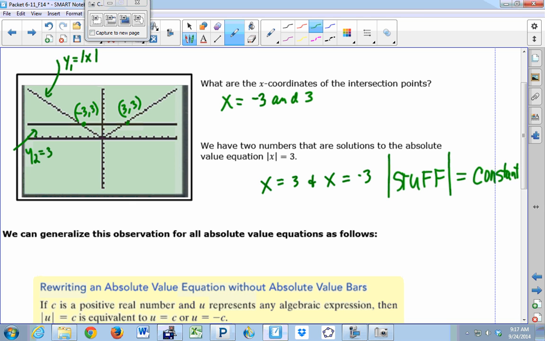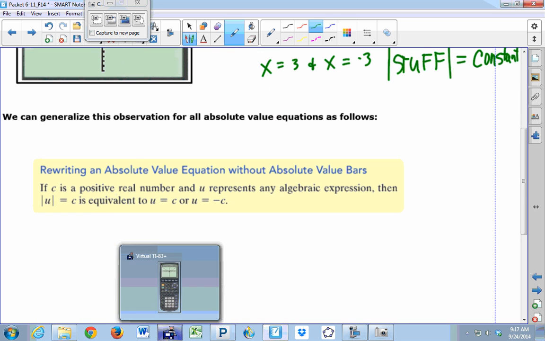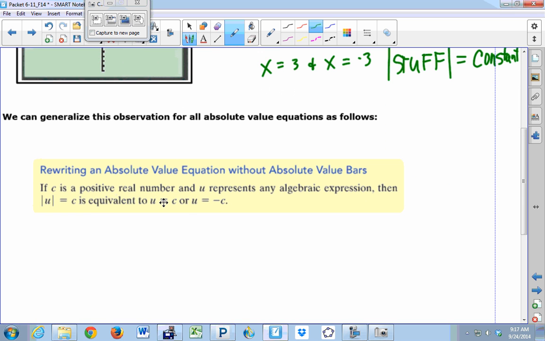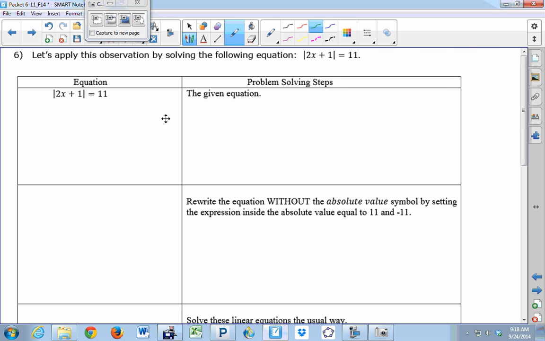So basically, they're not going to write that in a math book as "stuff." What they do is they represent it like this. They say if C is a positive real number, and U represents any algebraic expression, it could be simple like x, or it could be x plus 10, it could be 2x minus 5. That's what I call the stuff. U is some algebraic expression inside an absolute value. And when it equals a constant, then we know that U is either equal to C or it's equal to its opposite. And that's how you approach every single absolute value equation.